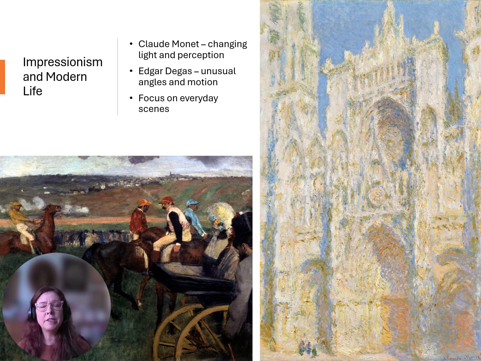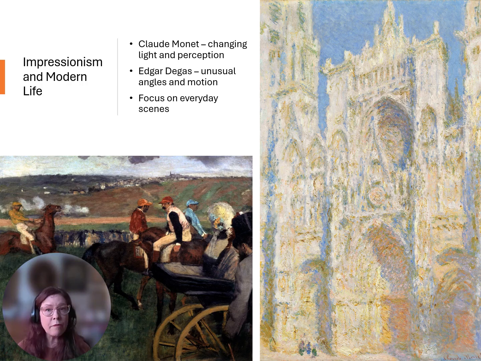Monet is one of the central figures of Impressionism, and what he becomes known for is his focus on light and perception. He will paint the same subject over and over again, like the one in front of you, the Rouen Cathedral, at different times of the day in different lighting conditions, because for him, the subject was not the building. It wasn't the cathedral. It was how the building appears in a specific moment. And that's the shift. He's not trying to create a perfect, stable image. He's trying to capture something fleeting, something that changes.